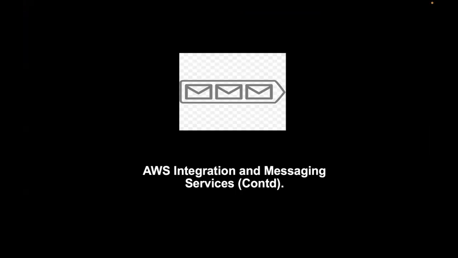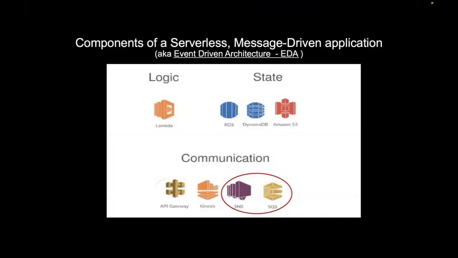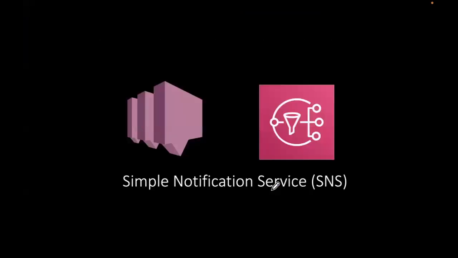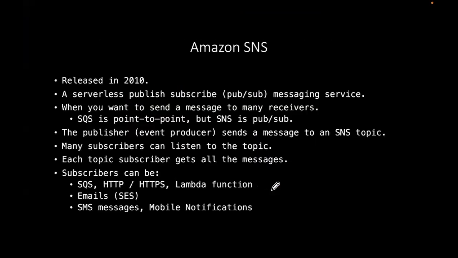Okay, so we're still on the topic of AWS integration and messaging services, and the one I want to look at, as I said, is this one here, SNS. And essentially, the difference between SQS and SNS: SQS is essentially what's referred to as a point-to-point messaging service.